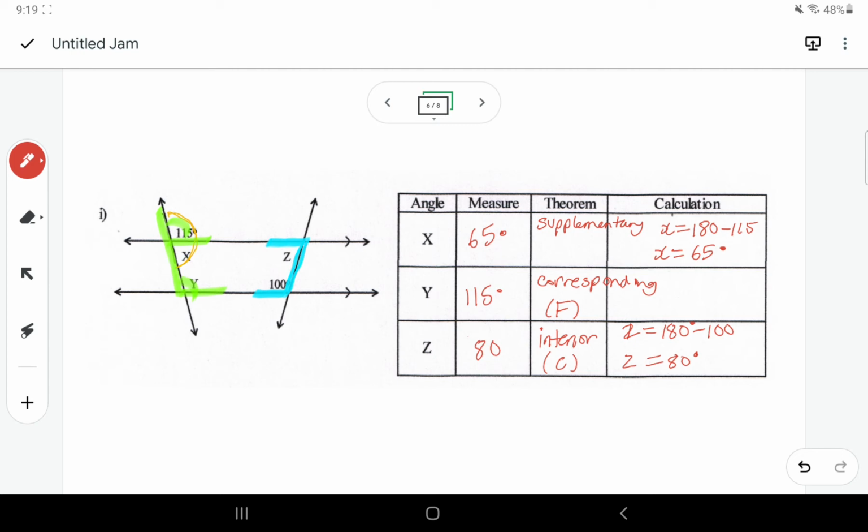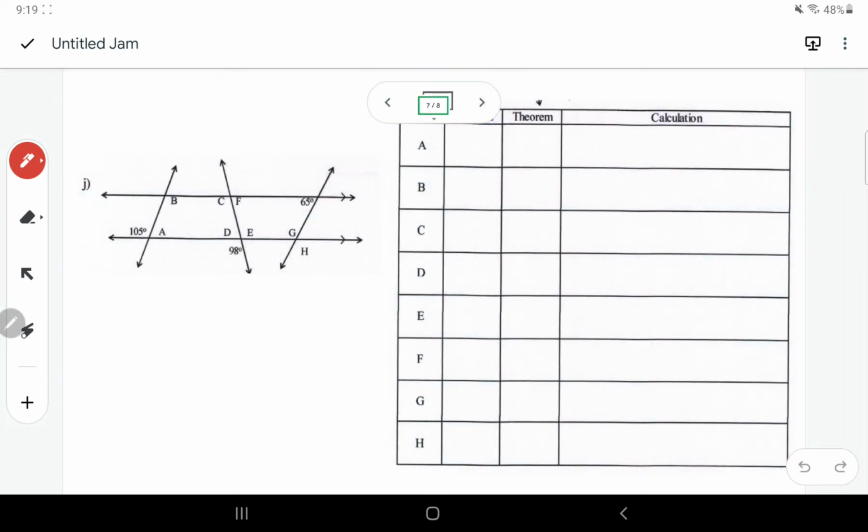And then this one, we have a lot of different stuff. We can maybe try to go alphabetical as much as we can. For A, I see that that's supplementary. I'm just going to call it SAT, supplementary angle theorem, because I'm really short on space. So A is 180 minus 105, which is 75 degrees in there.